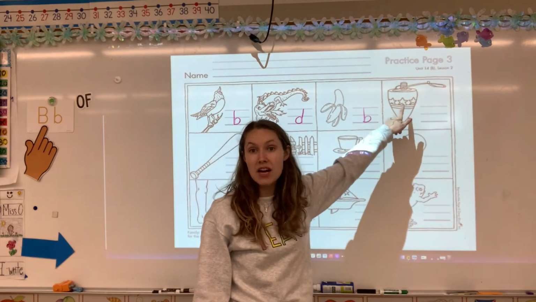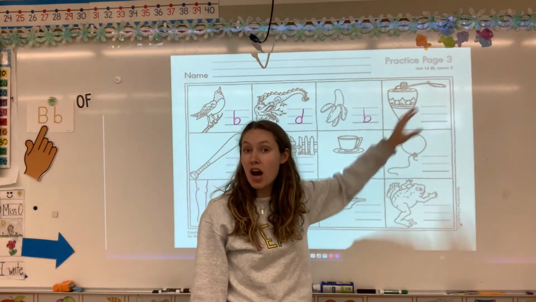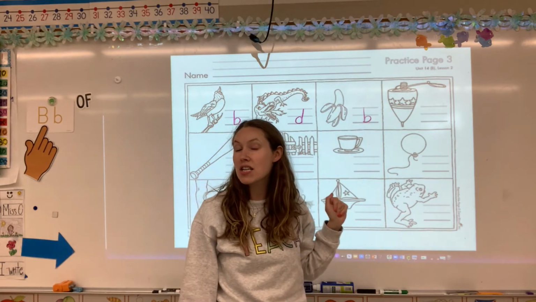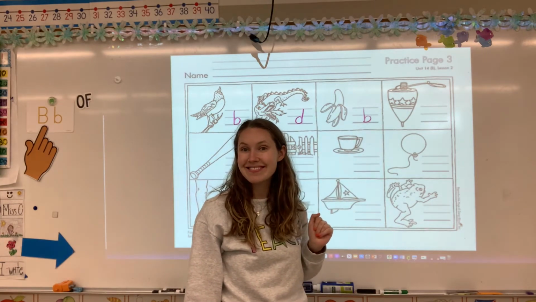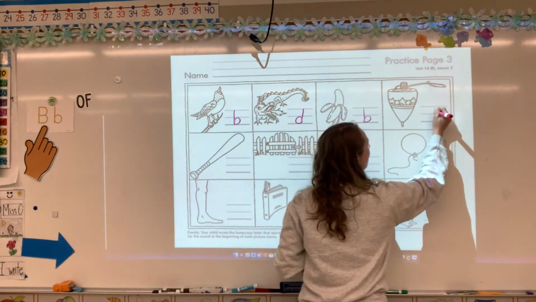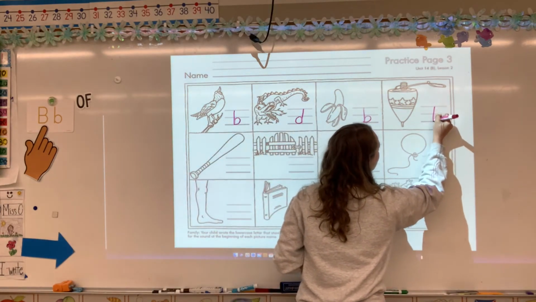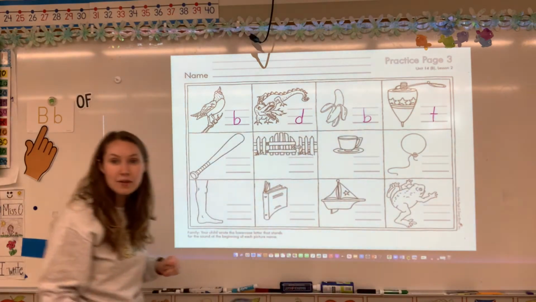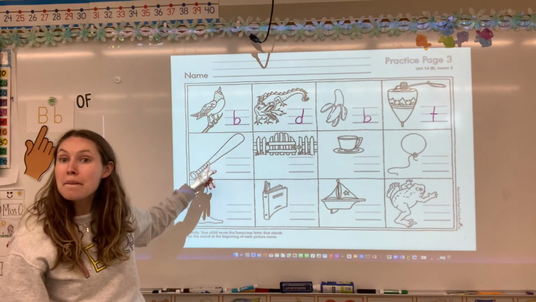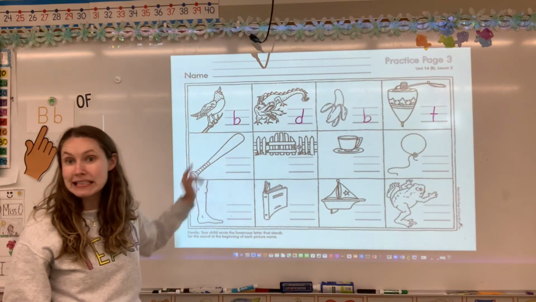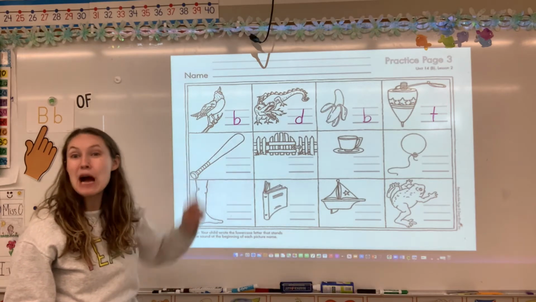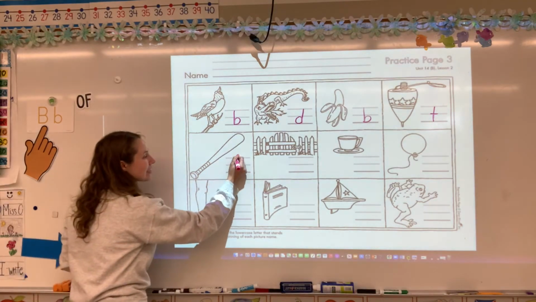Now here we have a top. A top is a little toy that spins. What does top begin with? It begins with a T. So we're going to write a lowercase t on the line. Let's go down to our next row. I see a bat. Bat. What does bat begin with? Another B. Bat.